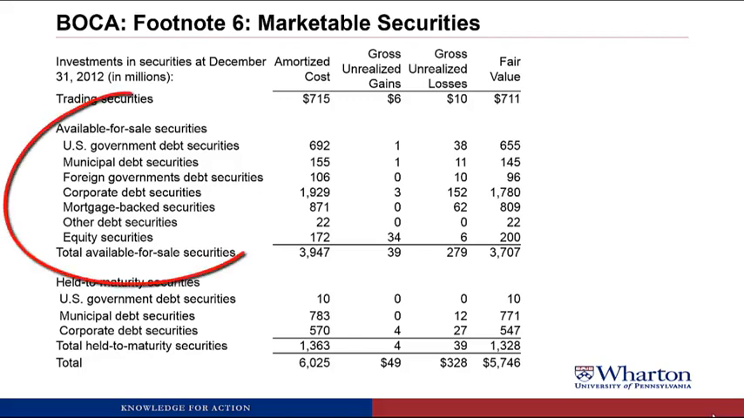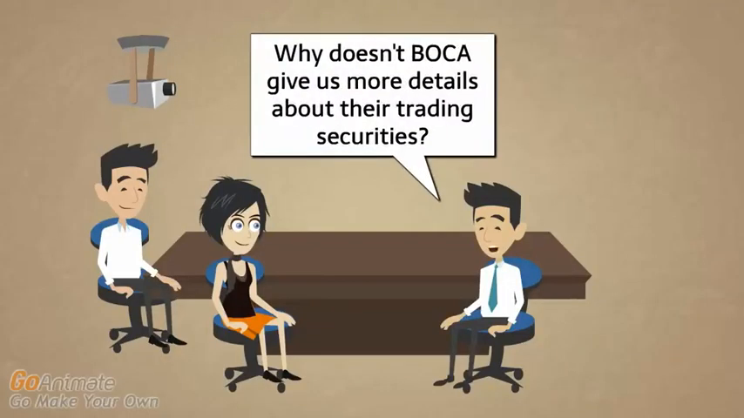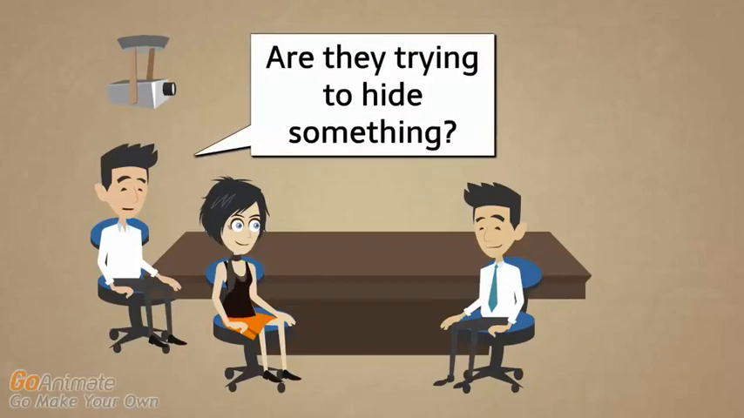So U.S. government debt, municipal debt, foreign governments, corporate debt, that would be corporate bonds, mortgage-backed securities, other debt, and then equity securities. Why doesn't BOCA give us more details about their trading securities? Are they trying to hide something? Yes, they are trying to hide something.